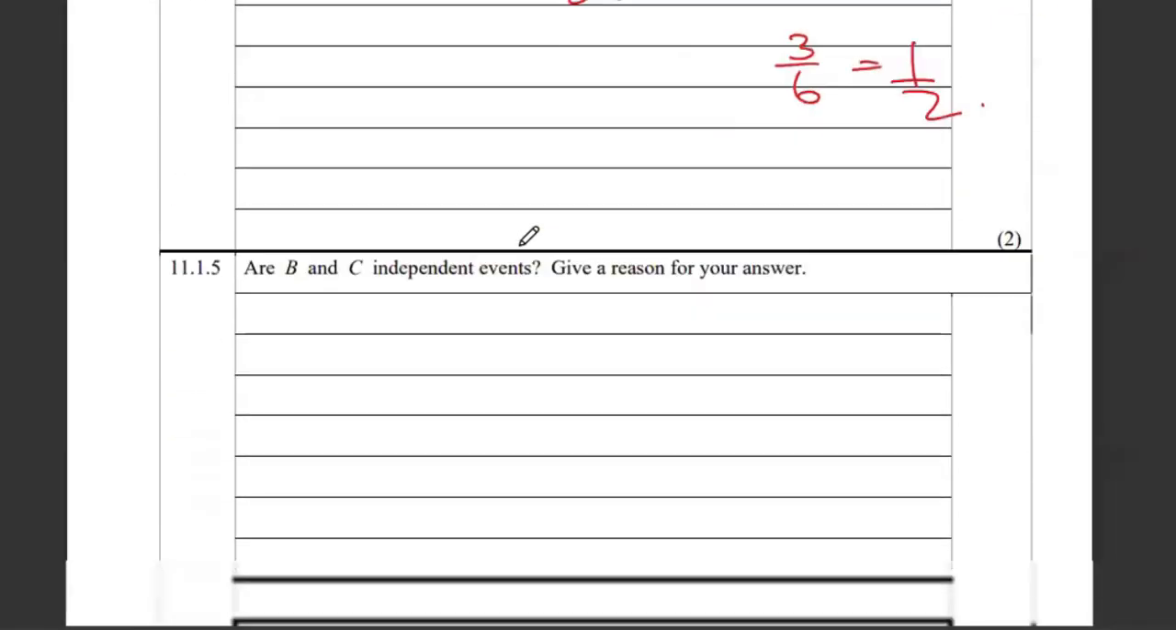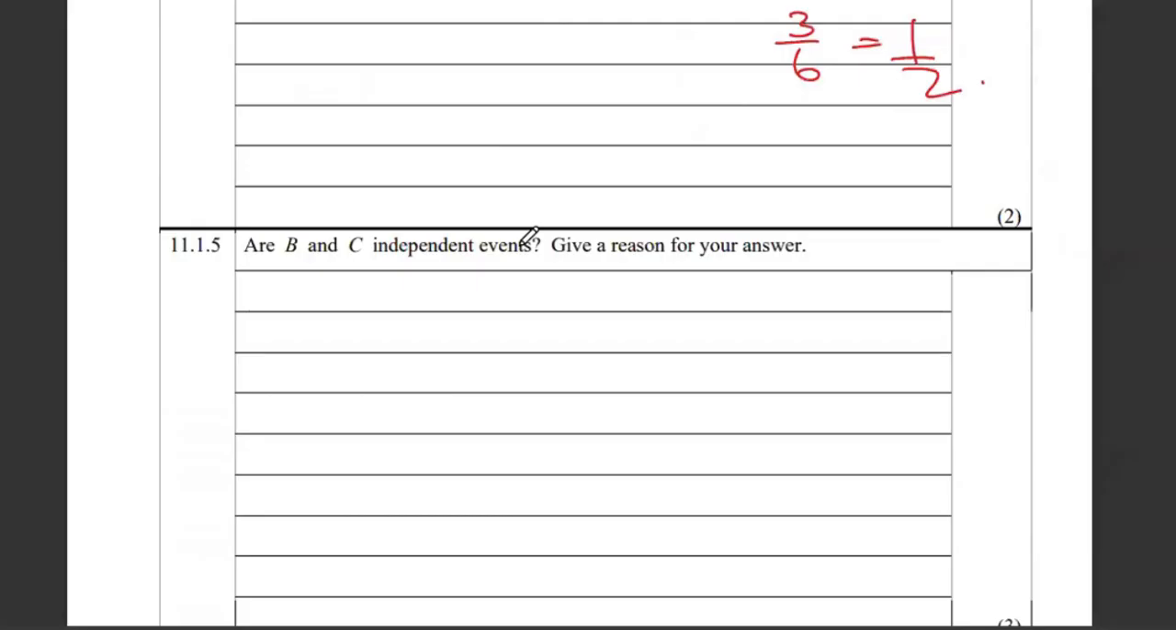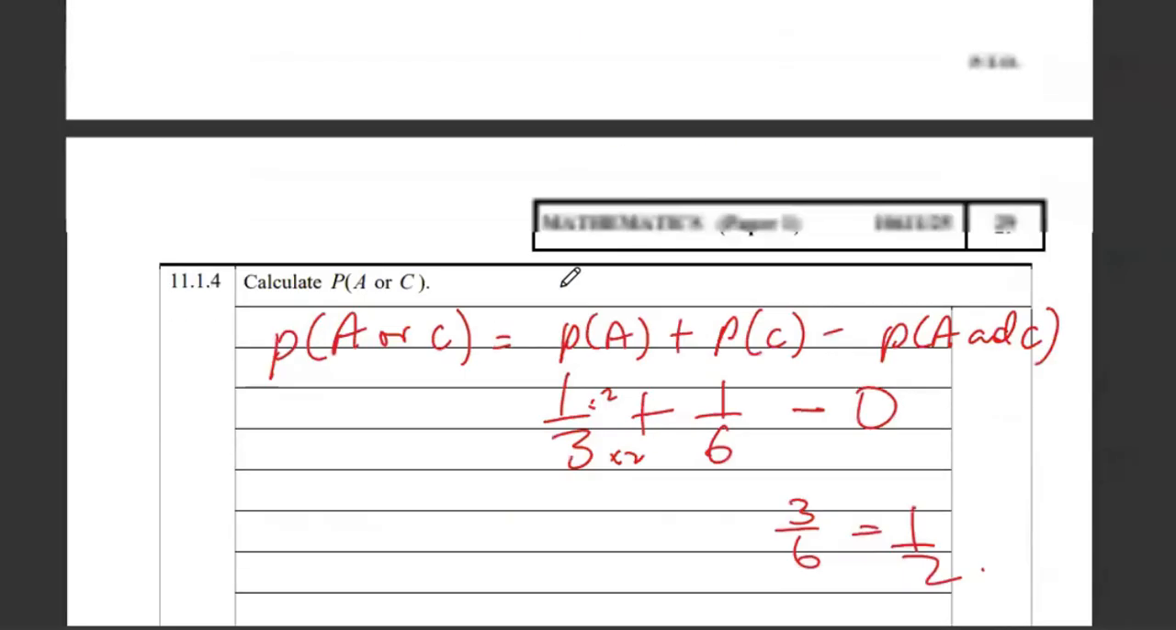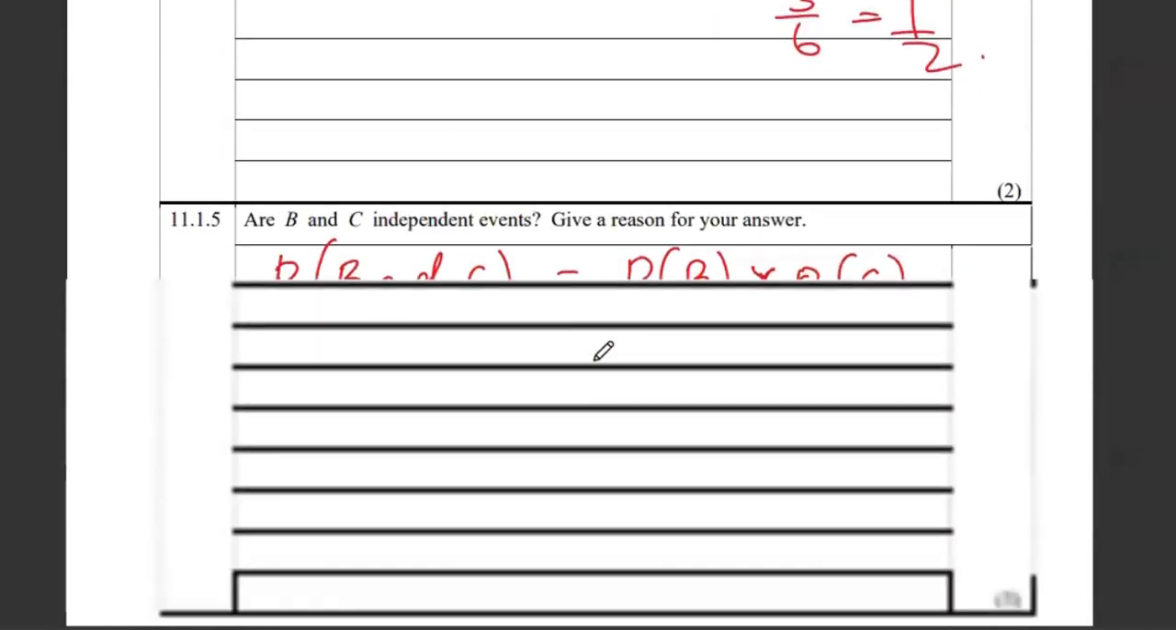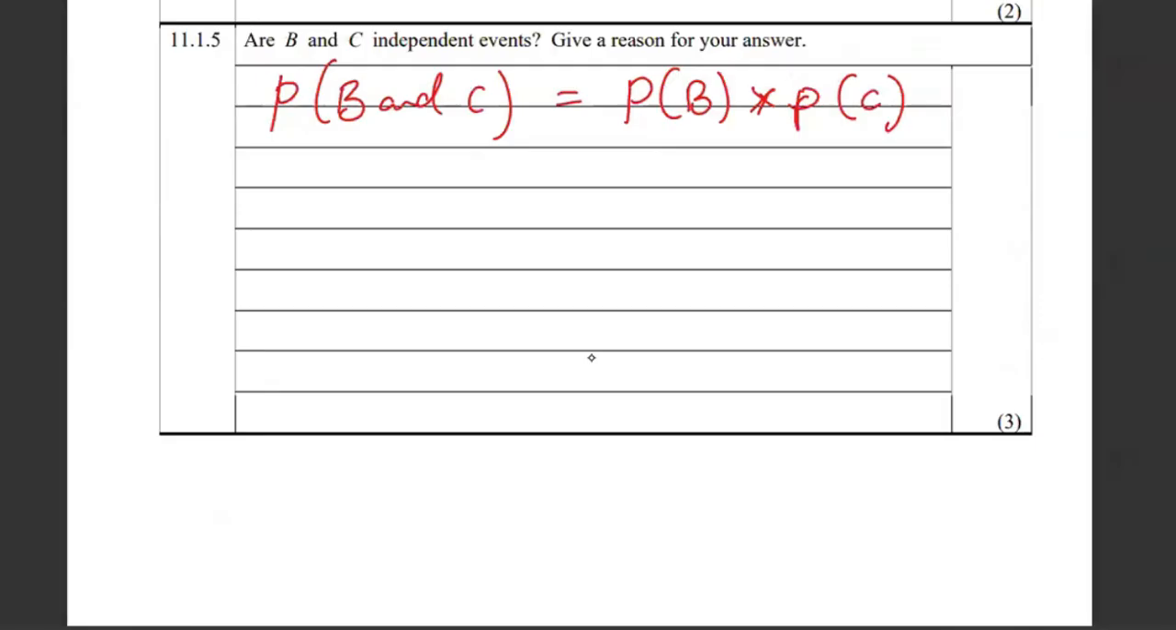Okay, then are the events B and C independent? So for independent events, we know that the probability of B and C should be the same as the probability of B times the probability of C. So how many events are there between B and C? Okay, we're seeing just the 6, which is 1 event or 1 element. So we're gonna say it's 1 over 6.